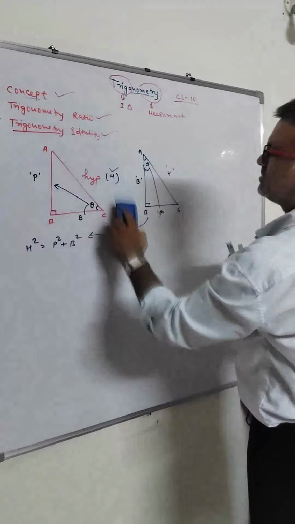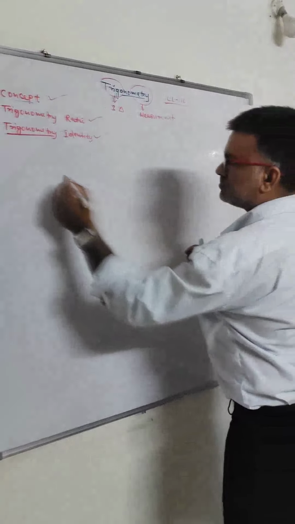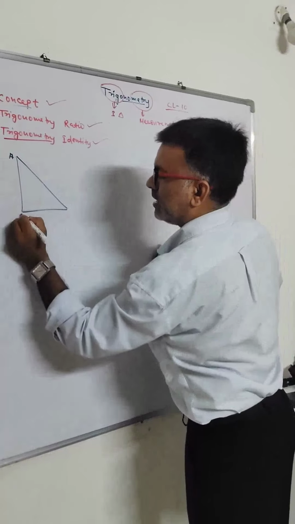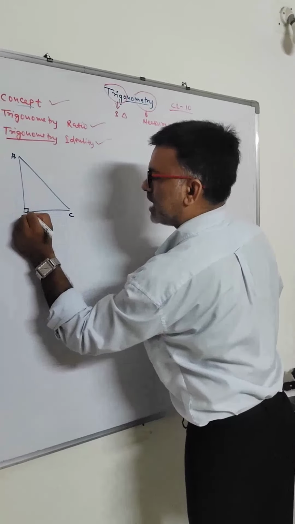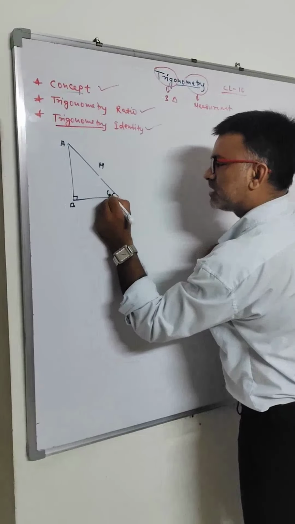Now after this I will see trigonometric ratios. Now what are these trigonometric ratios? Now again I am drawing a right angle triangle, and this is A, B and C. This is right angle at B. Of course this will be my hypotenuse, and now I am taking theta.